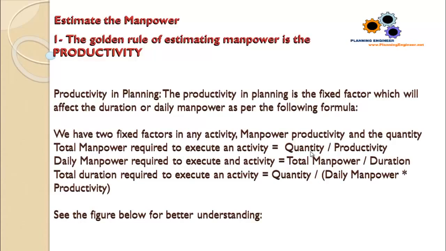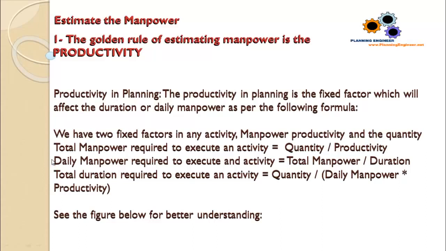The productivity in planning is the fixed factor which will affect the duration or daily manpower as per the following formula. We have two fixed factors in any activity: manpower productivity and the quantity. Let's see how to calculate the total manpower required to execute an activity. Total manpower required to execute an activity is simply equal to the quantity divided by the productivity.